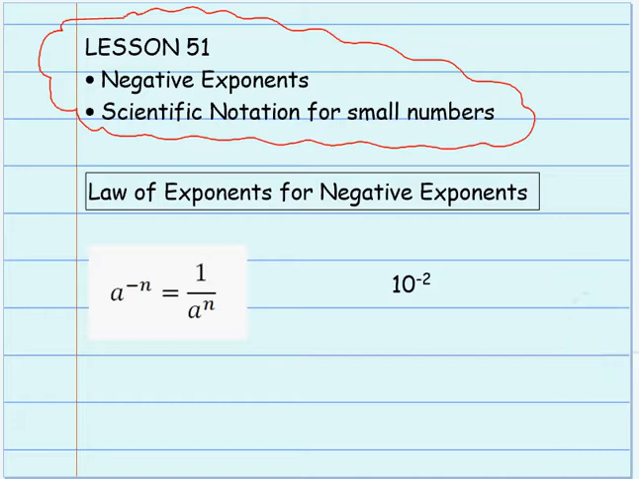So, negative exponents are exactly what they say. They're just an exponent that happens to be negative, and there is a law for exponents when you're dealing with negative exponents, and it looks like this: a to the negative n power equals 1 over a to the n. Okay, so what it's saying is that if you have a negative exponent, write the reciprocal.